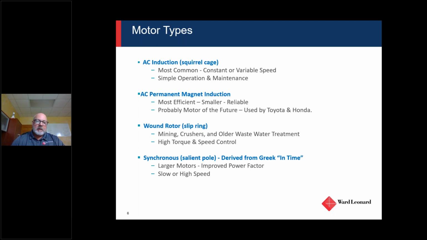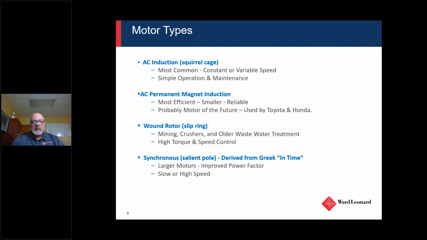Wound rotor motors are still around. They used to be really, really big. We would see a lot of them in overhead hoists and cranes. Now they really are in mining and crushing, where you have to have a lot of torque and some speed control. It does have a winding in the rotor, with a collector type of ring that allows transmission into the rotor, so you get a signal in there and can control some speed with it. Still out there, just not very prevalent.